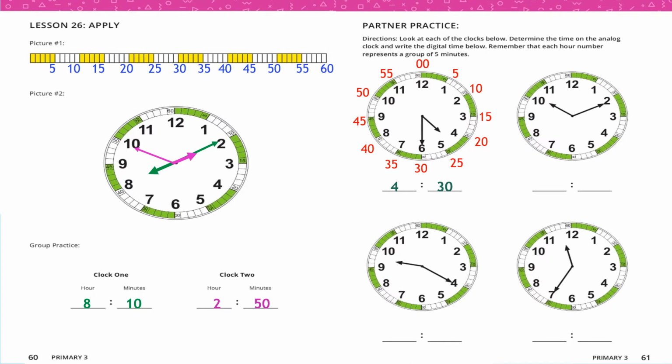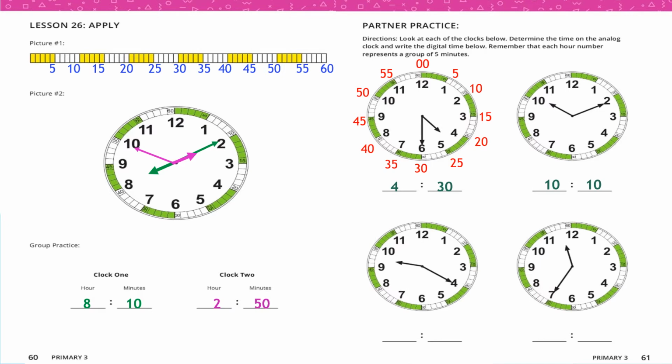Another example. In the second one, the short hand is referring to 10. So we will write 10. And the long hand is referring to 2. We will write 2? No, the long hand reads our song, which is increasing by 5. So we will count 5, 10. So 2 groups of 5 will be 10.